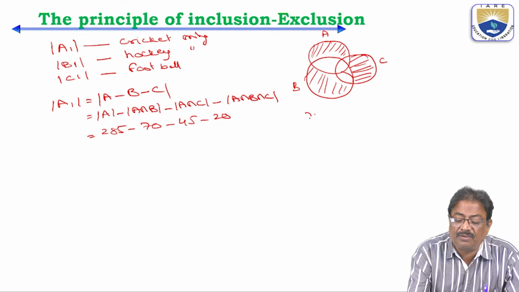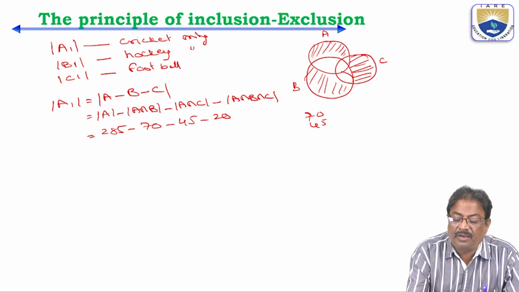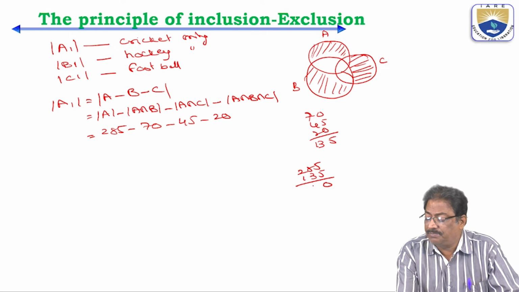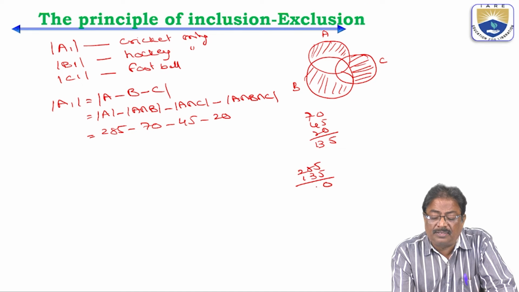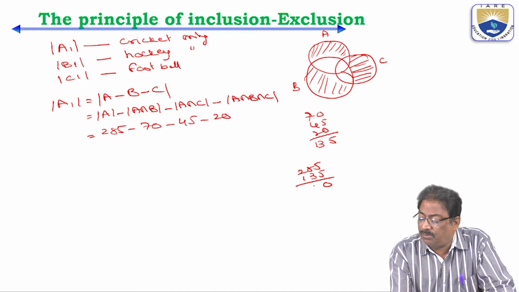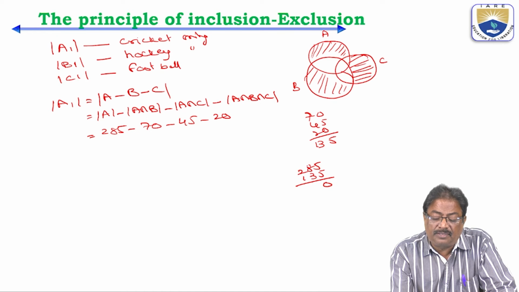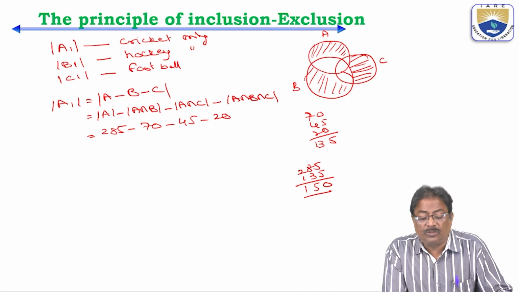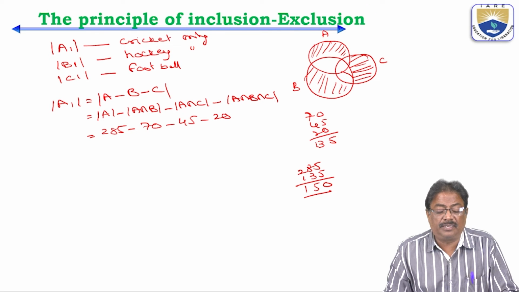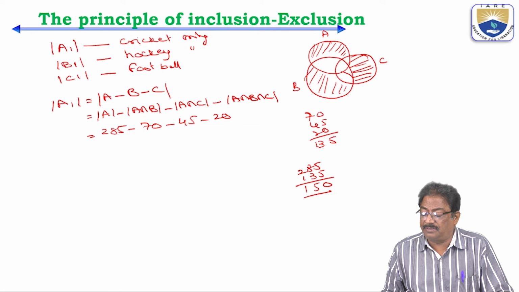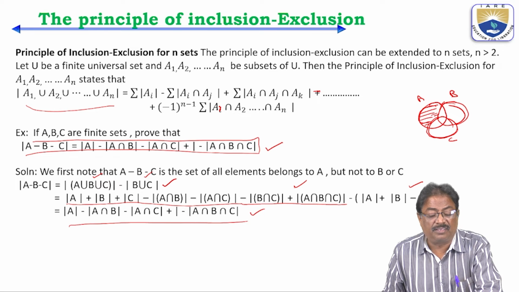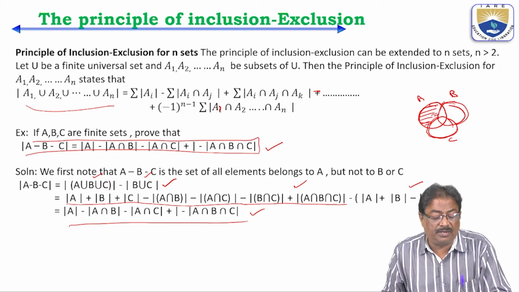So now it is nothing but 70, 45 and 20. So we get 135. So 285 minus 135, we get 150. So A intersection B, next A intersection C, minus A intersection B intersection C. By using this, see that there is a plus. It is nothing but A minus.